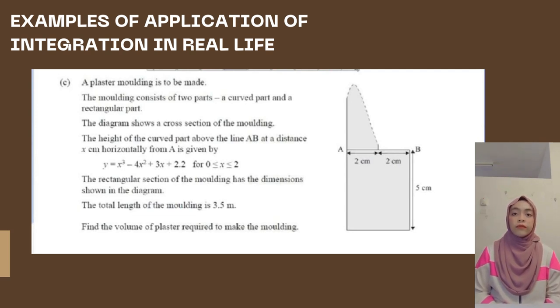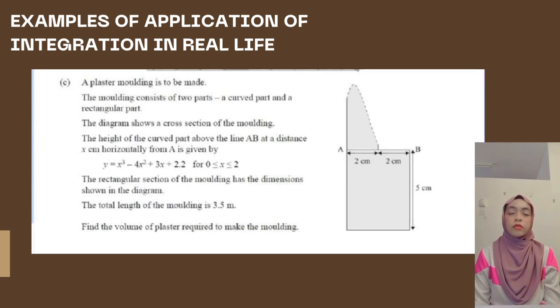The height of the curved part above the line AB at a distance x centimeter horizontally from A is given by y equals x to the power of 3 minus 4x to the power of 2 plus 3x plus 2.2 for 0 less than or equal to x less than or equal to 2. The rectangular section of the molding has the dimension shown in the diagram. The total length of the molding is 3.5 meter. Find the volume of plaster required to make the molding.